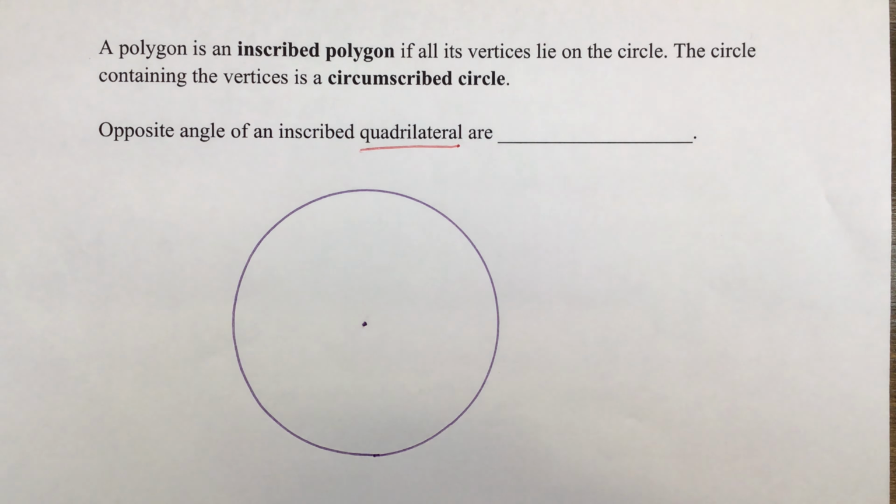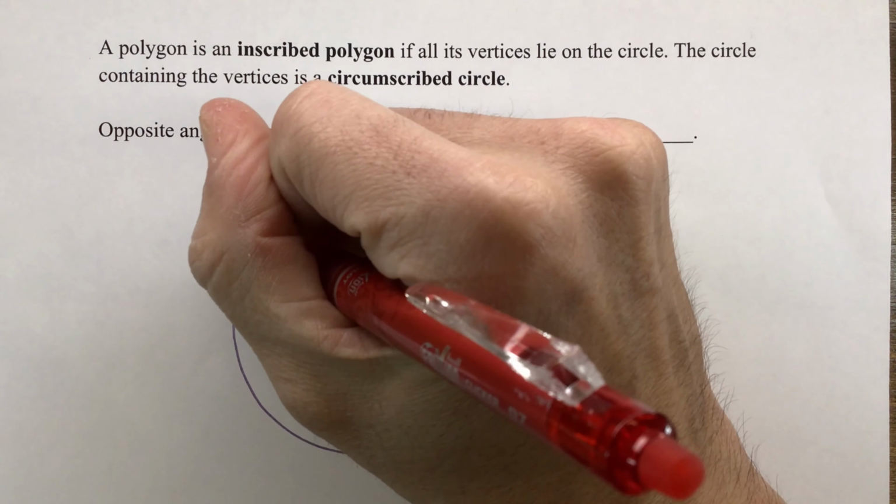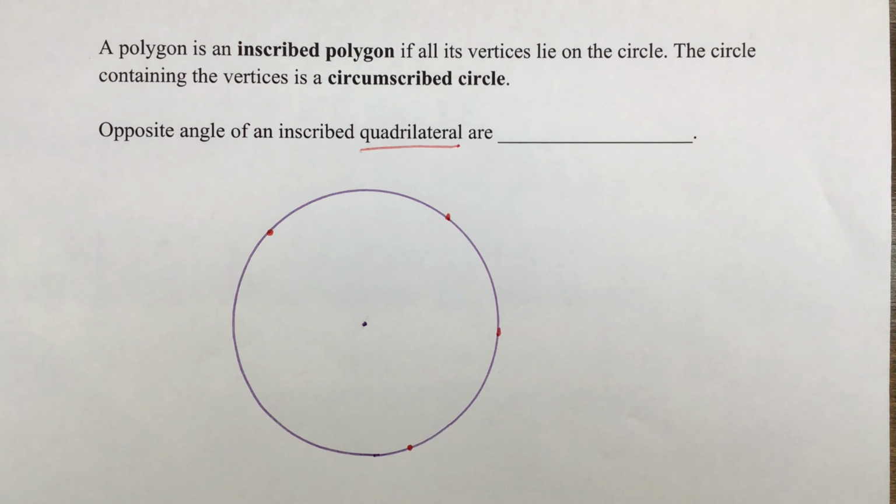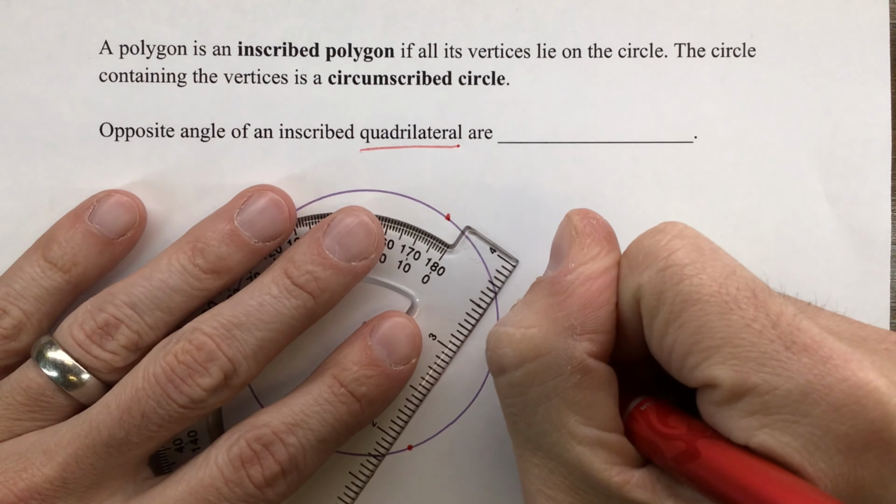All right, so as a quadrilateral, I need 4 points. My attempt here is not to space them equally. I don't want to make a square. Let's go ahead and just put a point right there. All right, so I'm going to connect all of these, and that will be an inscribed quadrilateral.